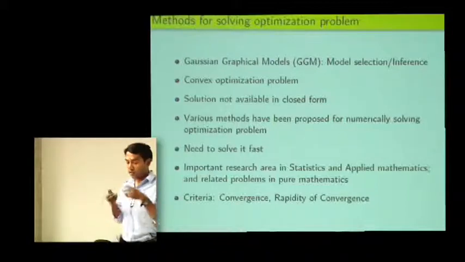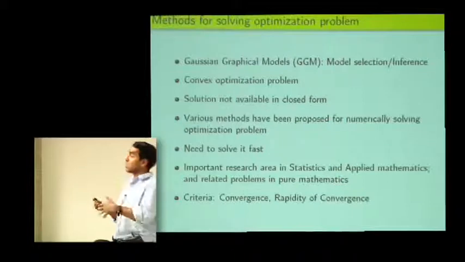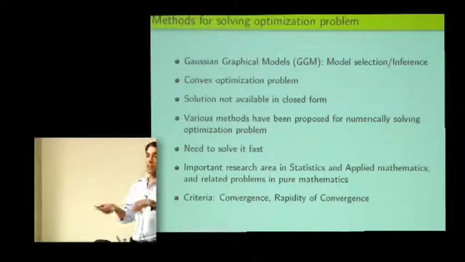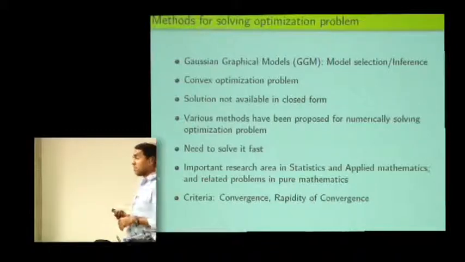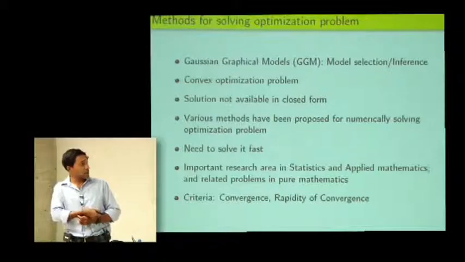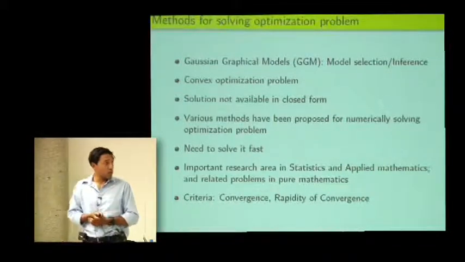Not only do we need to estimate it once to try and do a reconstruction, if you want to do uncertainty quantification because of the bootstrap or something, you have to resample and you have to estimate it again. It's tremendous. I mean, it's a very difficult problem from a computational point of view too. And it's an important research area in statistics and applied mathematics and related problems in pure mathematics.